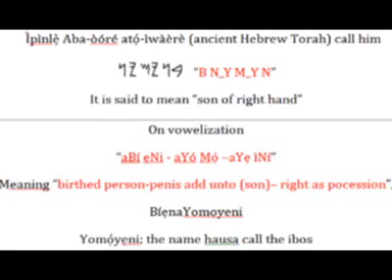Ayeni, that is, we are giving back to his son that is good, that is right for one. You can see that the meaning is perfect and is right even in Yoruba, exactly with what you have in English. So it means penis added onto, or son, right as possession, that is good, that is right for me.